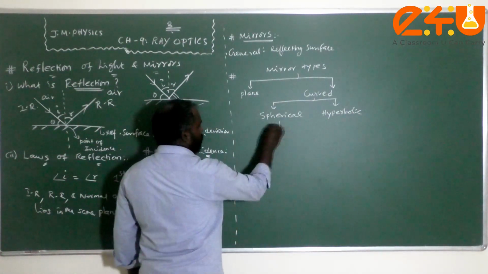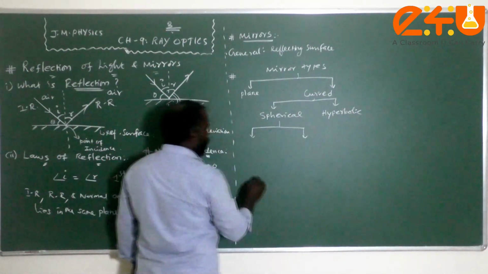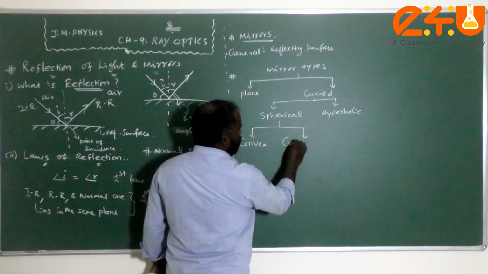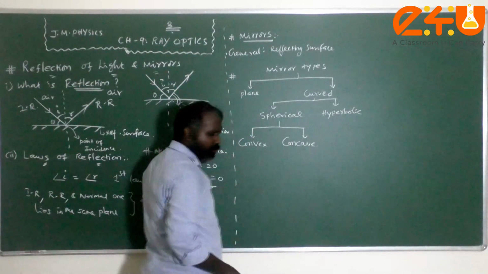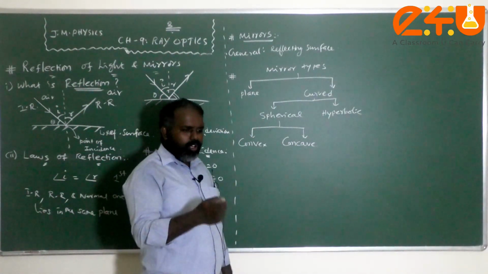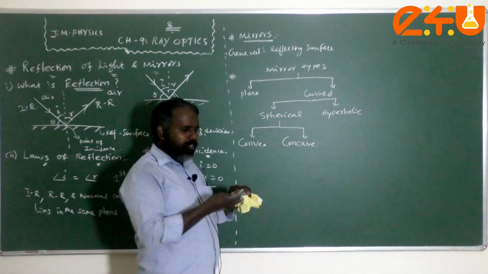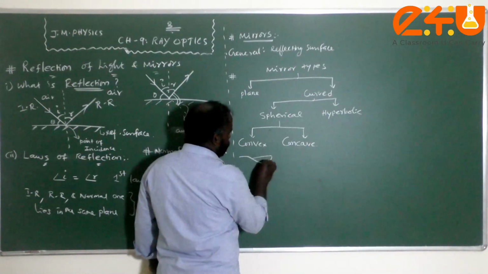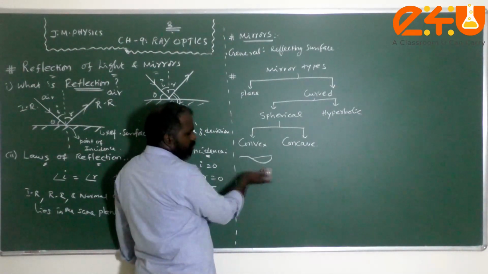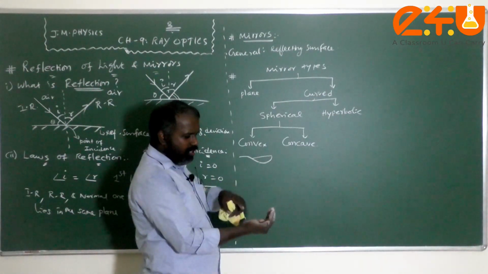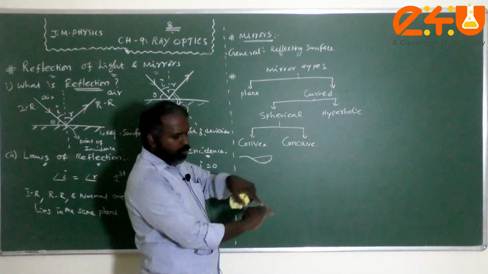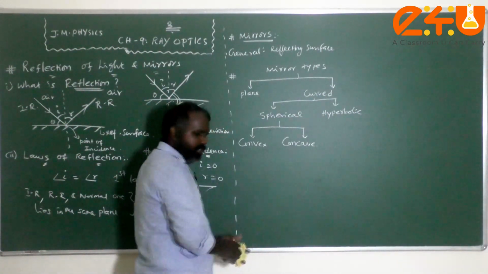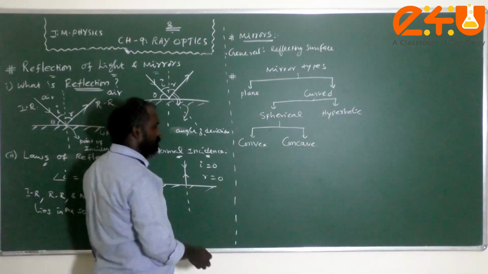Spherical mirrors are also divided into two types. One is the convex mirror, and another is the concave mirror. Take a spoon: the side curved inward, like this, is called concave, and this outer surface is called convex. I am not going into much basic detail since you already studied this in 10th standard.